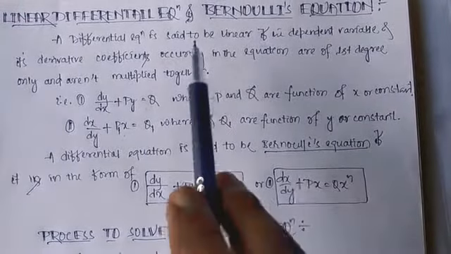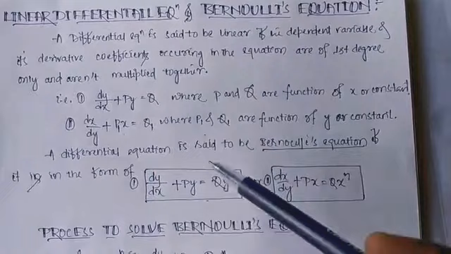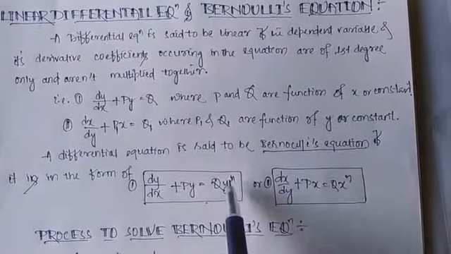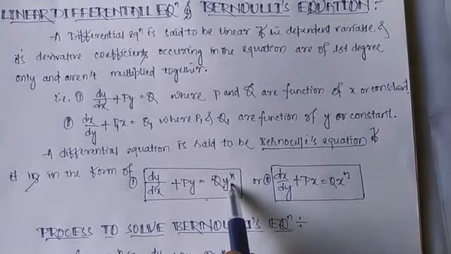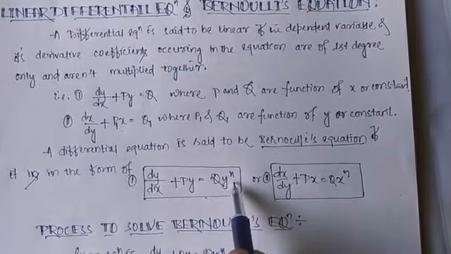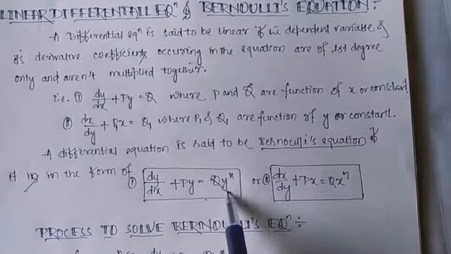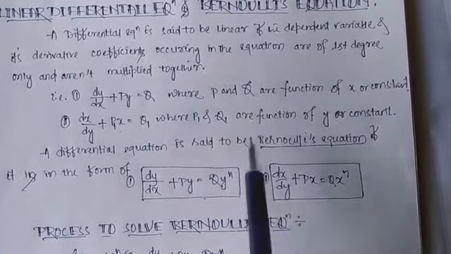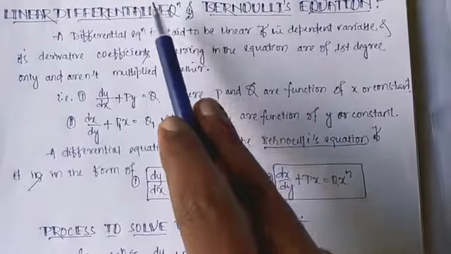A linear equation is one special case of Bernoulli's equation. If y to the power 0, and y to the power 0 is 1, so if n is 0, we will get a linear differential equation.